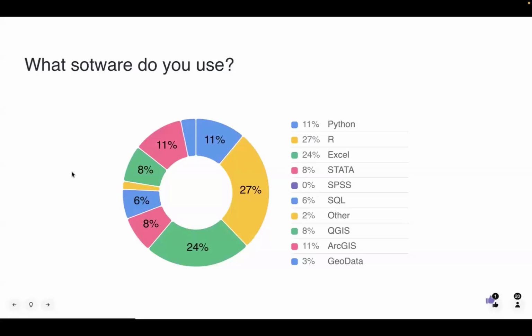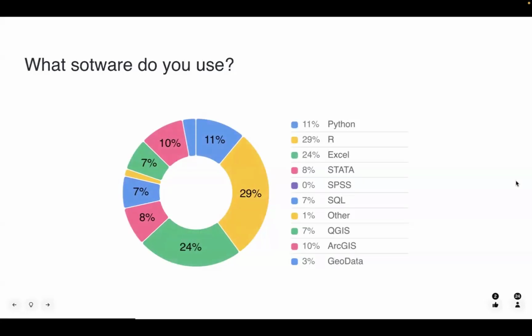It looks like the majority of people in this workshop tend to use R for their spatial analysis or spatial mapping, which is great, followed quite closely by Excel. And we have a few users who have used Python and Stata as well. This is good to know, to see where everyone stands. This is just me being nosy to figure out what the most popular system is. So great, thanks for filling that out.